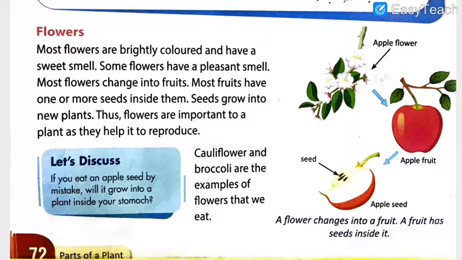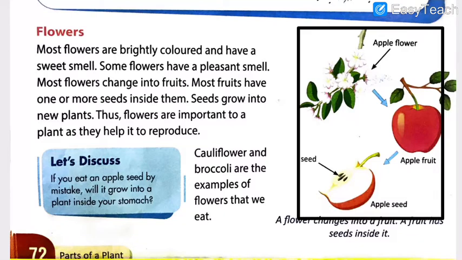So it is very much necessary, flower is very much necessary, because they have also shown in this picture how the apple flower turns into the apple fruit. And again, when we eat the apple fruit, we throw away the seeds from within. And wherever the seeds are planted, the same apple flower grows again. So this is the reproduction procedure, isn't it so?